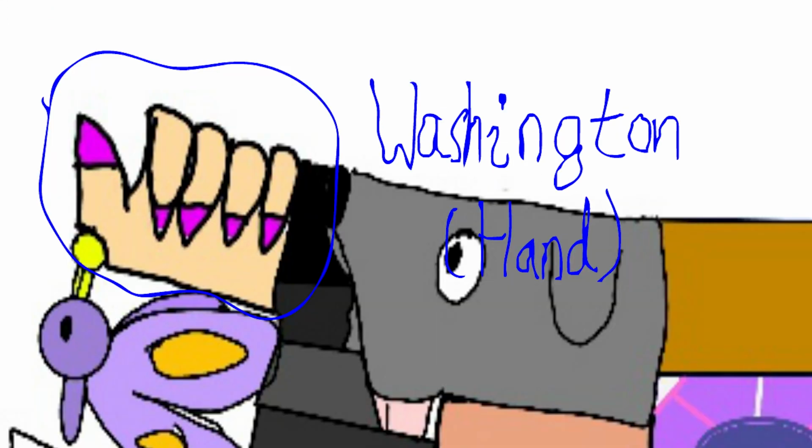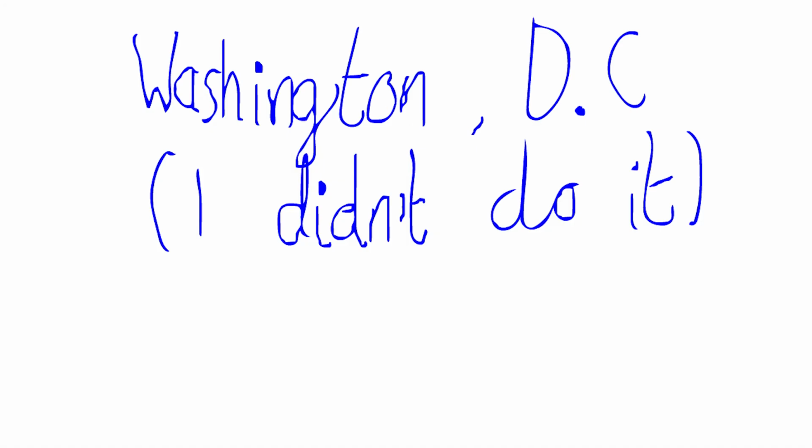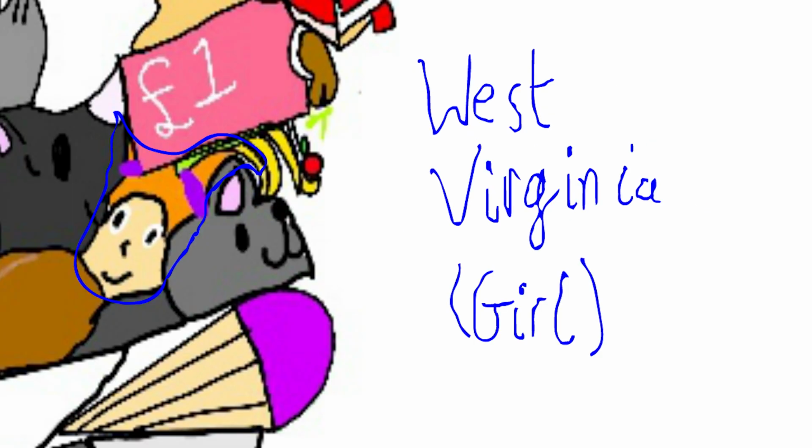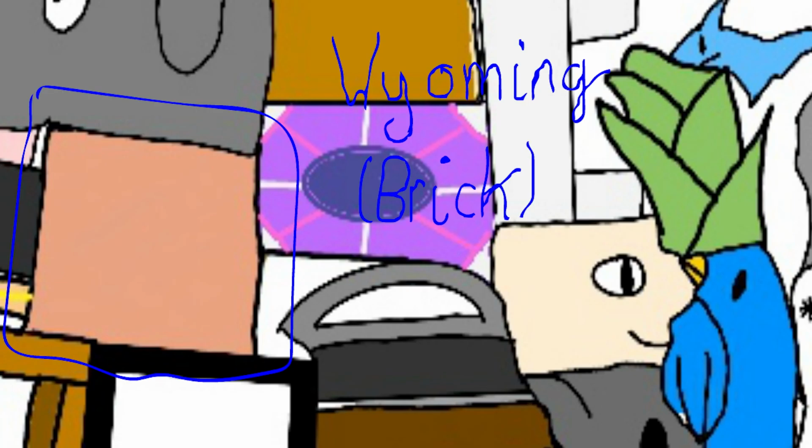Washington DC is a hand. No, not Washington DC, like Washington, just regular Washington is a hand, and all I have to say about this is yas. And Washington DC, I actually didn't do that one because it wasn't on the map I was tracing on. West Virginia's a girl with pigtails, because that's all I could think of, and that's what it kind of looks like. Wisconsin's a bamboo shoot, because that's what I think it looks like. And last but not least, Wyoming is a brick.